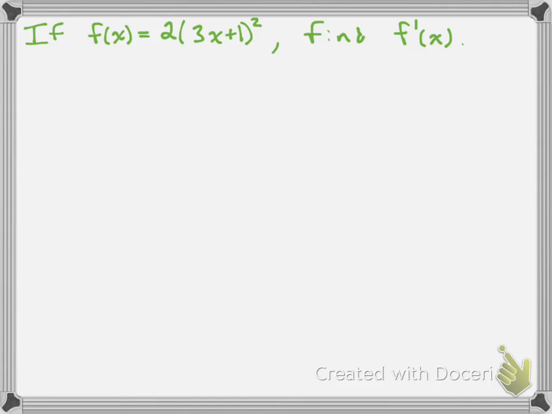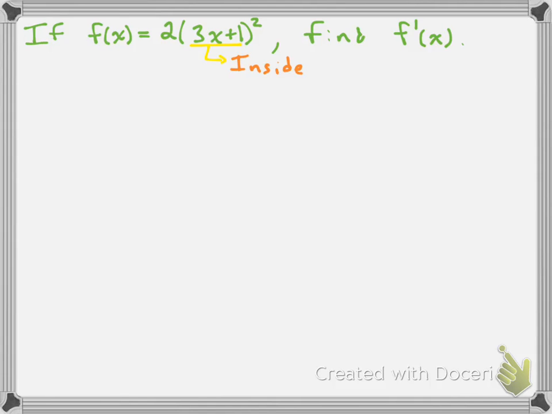Okay, so in this case, it would be helpful to start by identifying what the outside function is and what the inside function is. So hopefully you can take a look at this function and identify the inside function, but if you need a hand, most often the inside function is going to be written inside of a set of brackets. So in this case, our inside function is 3x plus 1. That's our inside function.